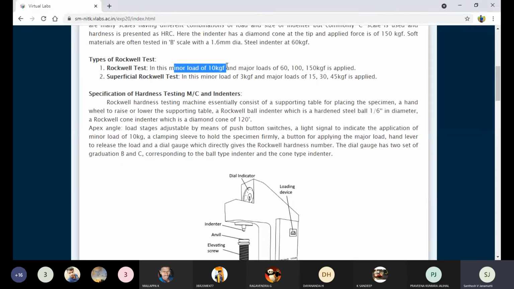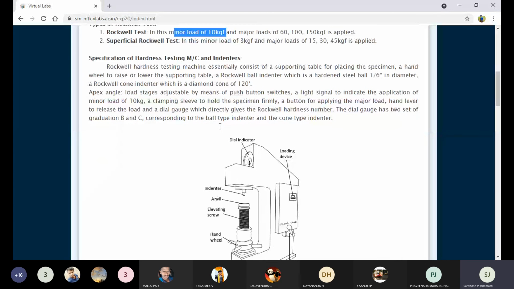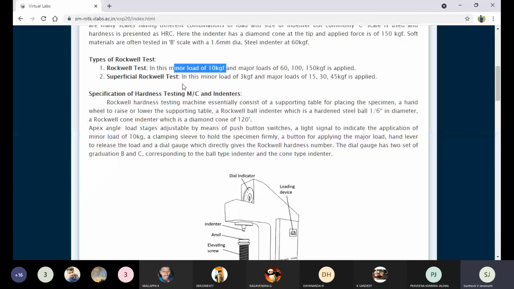Now, definitely in the final examination, the examiner will ask you what you mean by minor load. Shashi, tell me what you mean by minor load now. Anybody voluntarily? Definitely in the examination, they can ask you what you mean by the minor load and major load.